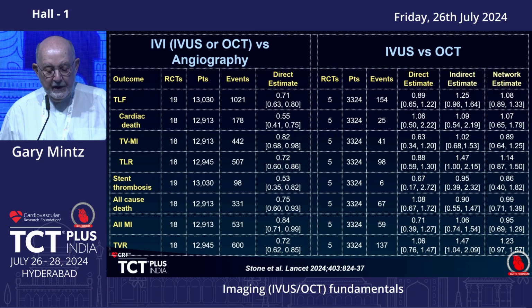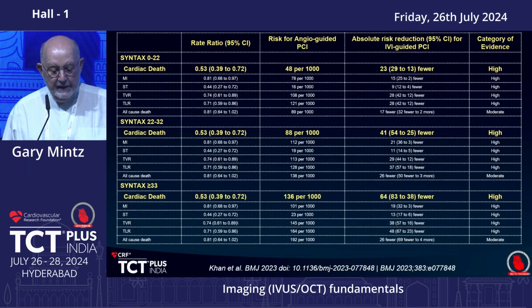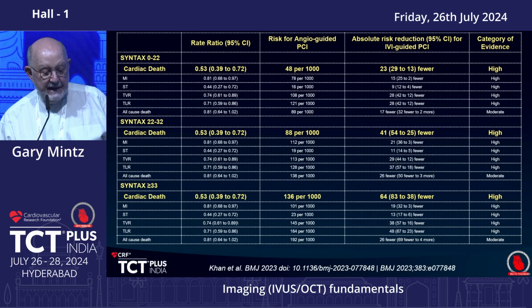So we now have hard evidence that imaging guidance not only reduces restenosis, but cardiac death and all-cause mortality. And this is another meta-analysis from the UK, where they looked at the number of procedures imaging guided that are necessary to reduce one mortality. And as the SYNTAX score goes up, the number needed to image to reduce mortality actually goes down.